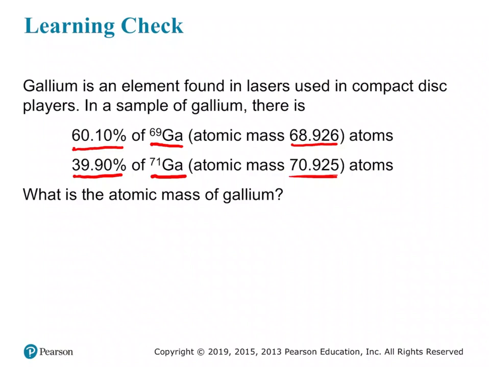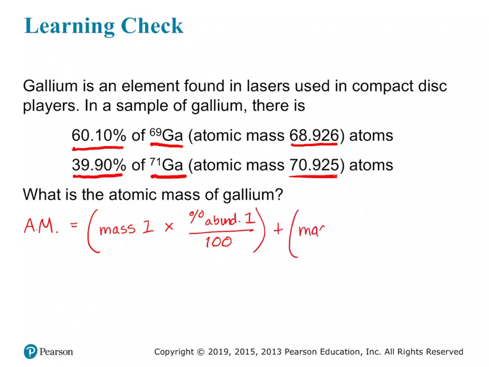So remember our equation for atomic mass. We're going to take the mass of isotope 1 and multiply it by the percent abundance of isotope 1 and divide that by 100. Then we're going to add the mass of the second isotope multiplied by its percent abundance divided by 100. In this case, we only have 2 isotopes, so it works out. We don't have to add any further isotopes there. Okay, so let's do that.